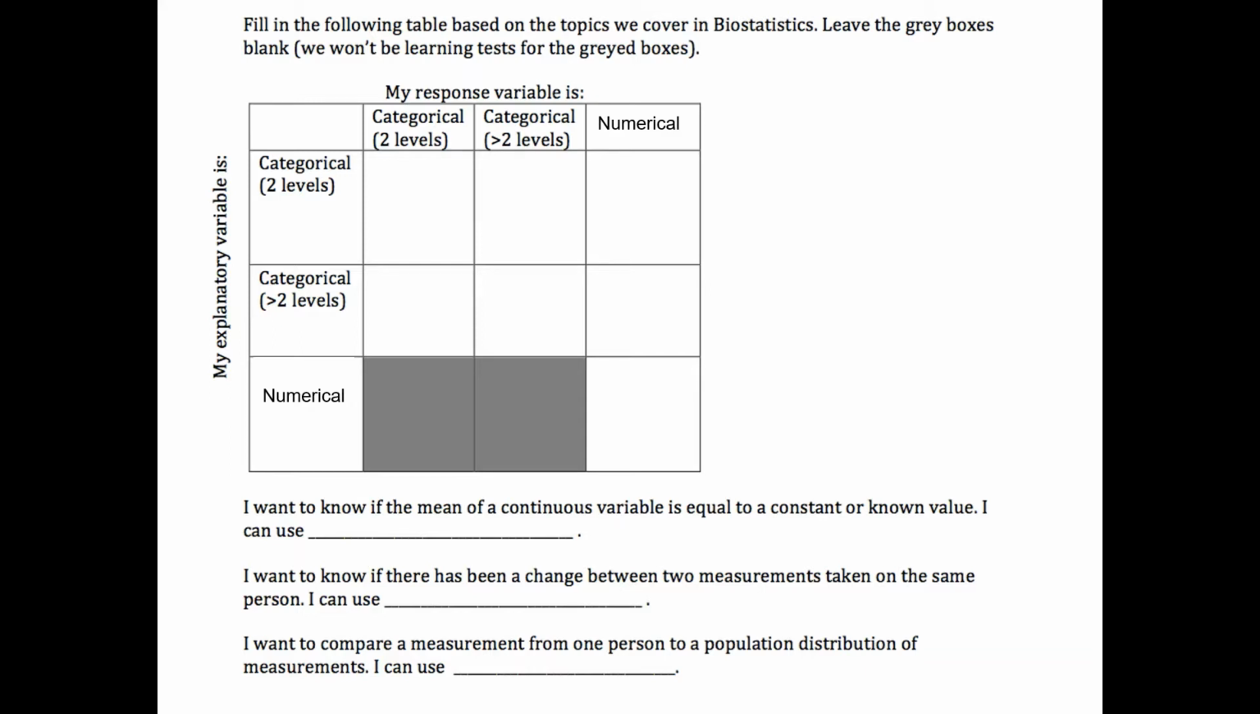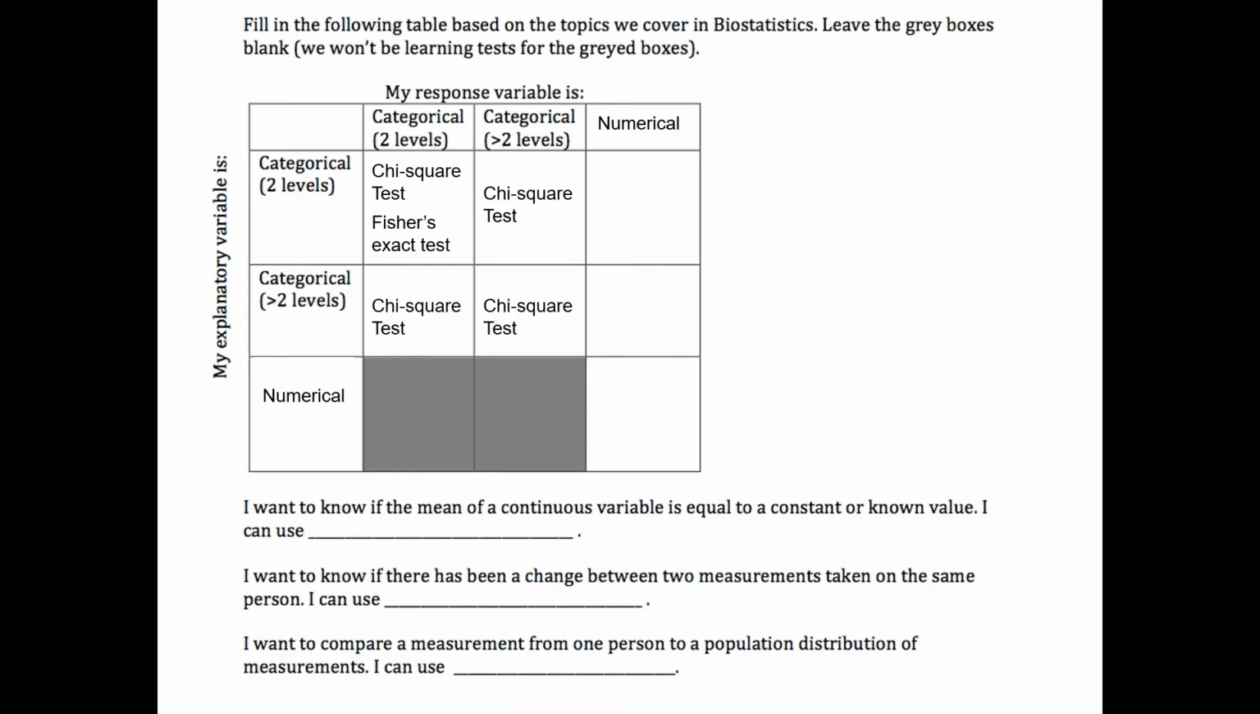First, let's finish the table here. If both your explanatory variable and response variable are categorical variables, the chi-square test can be used. Moreover, when both the categorical variables only have two categories, the Fisher's exact test can also be used.